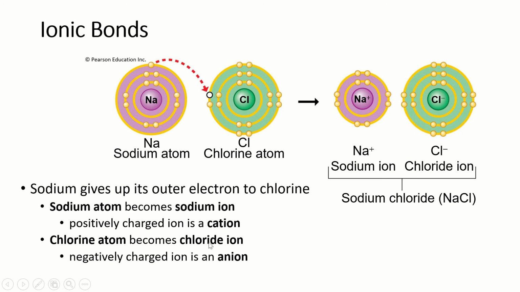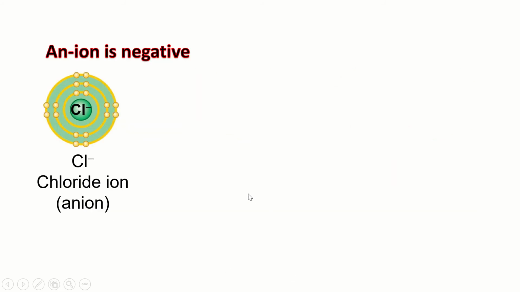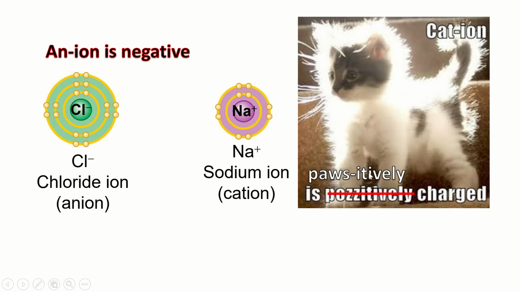Chlorine becomes a chloride ion. It's negatively charged because it took that extra negative, and that's called an anion. So any positively charged ion is a cation, and a negatively charged ion is an anion. Easy to remember, anion, an is not, so anion is negative, and cation is positively charged. Got it?